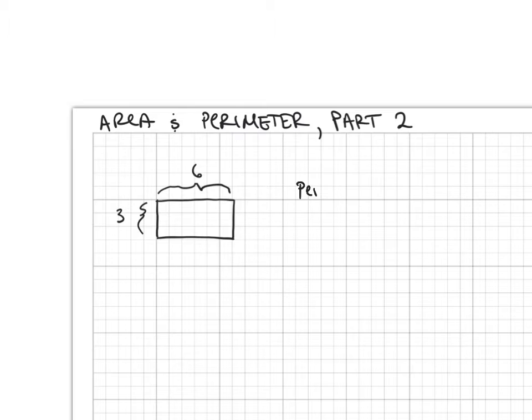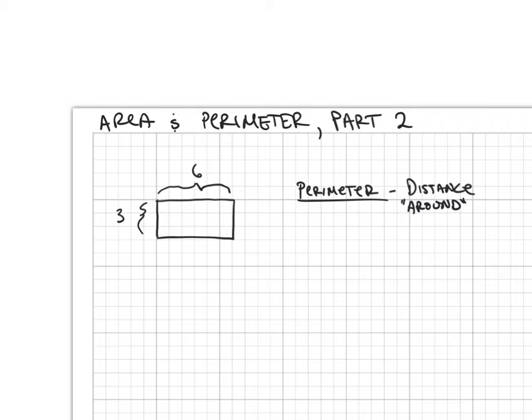We'll start with perimeter. Perimeter is the distance around the outside. Okay? And since this is a rectangle, if it's 3 units tall on the left side, it's also 3 units tall on the right side. And if it's 6 units across on top, then it's 6 units across on the bottom.